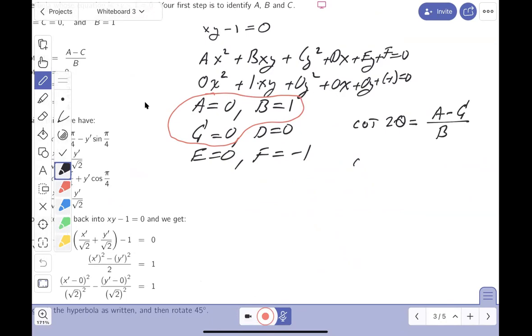Let's write this down. Cotangent of 2 theta. What's A minus C? Let me write that down. It's 0 minus 0. And what's B? 1. So what do I get here? The cotangent of 2 theta is equal to 0.